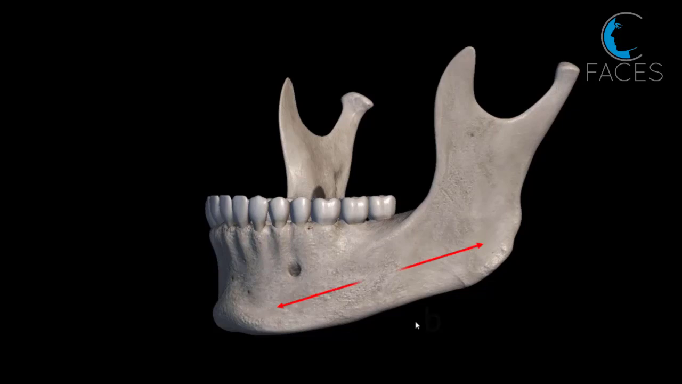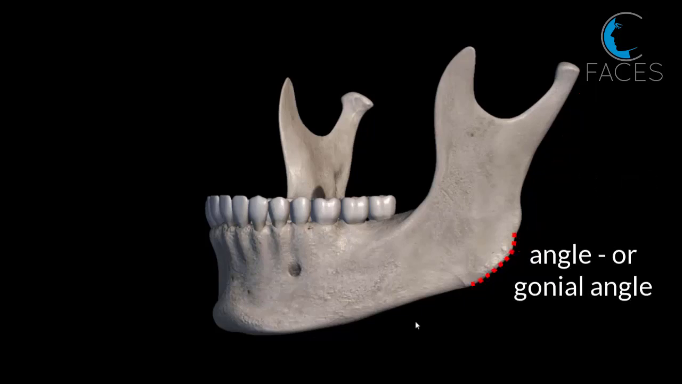The mandibular body is a horizontally curved portion that creates the lower jawline. The rami are two vertical processes located on either side of the body. They join the body at the angle of the mandible. The angle of the mandible is also called the gonial angle.